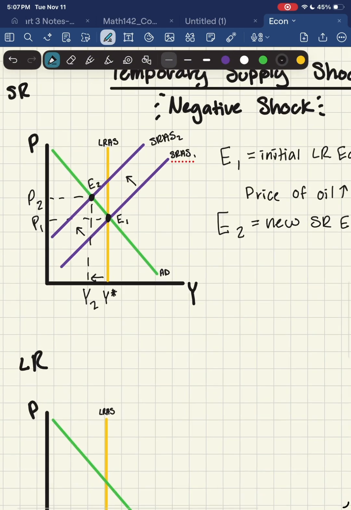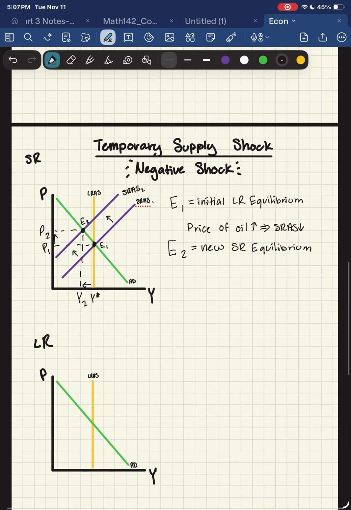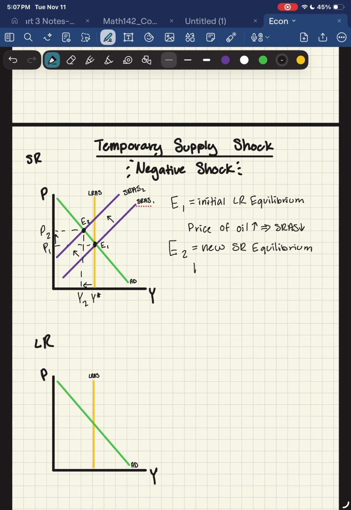And then you can see that output went down and price increased. And then we'll just write that to the side. P2 is greater than P1. And then Y2, output 2, is less than the initial output, Y1. So this will tell us that the economy is in a recession.